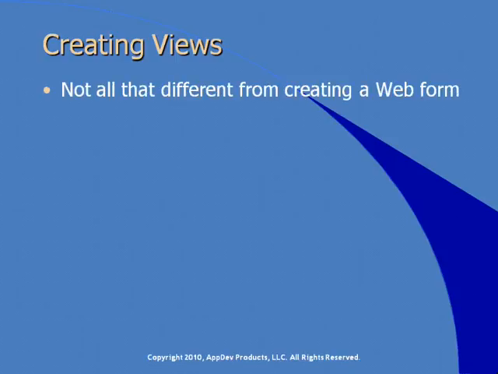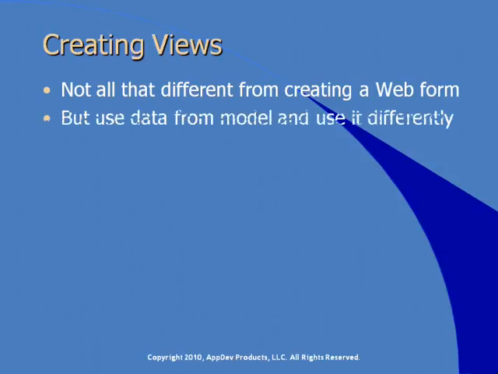Now, creating a view template in an MVC application is not all that different from creating a dynamic HTML page using web forms. The main difference is how you use data from a model and code in the view to generate the page sent to the client browser. What we're going to do now is talk about how to create a view and add content to it in various ways.